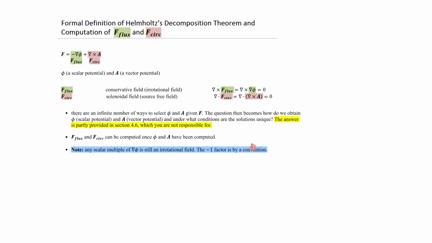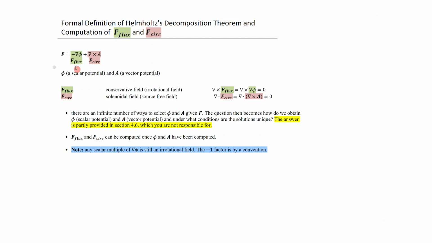All right, so now let's look at the 3D case, which is generally the one we're interested in. And so we now introduce a formal definition of Helmholtz decomposition theorem and the actual calculation of the flux component and the circuit component of the vector field. So in a very general sense, any vector field is a superposition of a field which has got pure source type behavior and pure circulation type behavior.